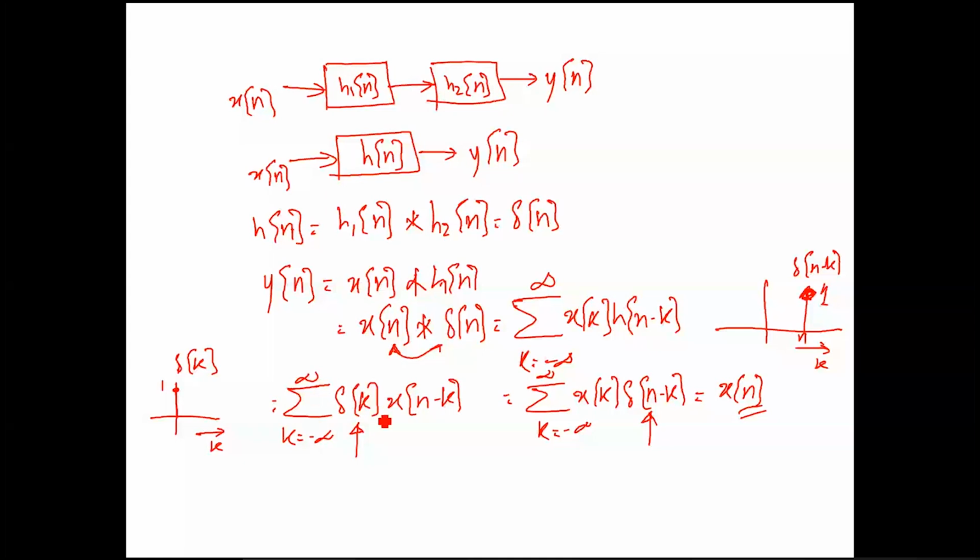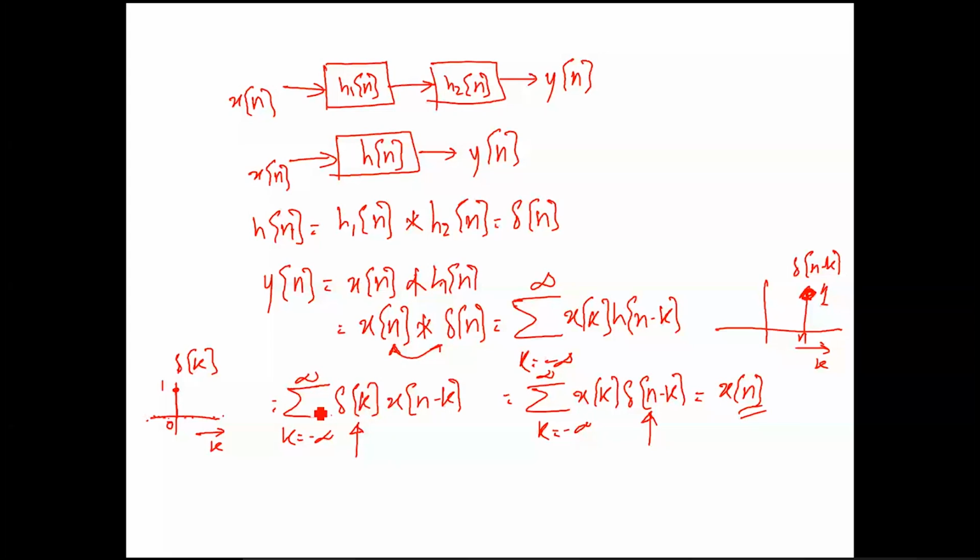But this particular delta k has value at only one k, which is at k equal to 0. In all other cases, this delta k will be 0. This impulse will have a value only at one point, and that value will be 1 at that point. And in this case, that point is k equal to 0. At k equal to 0, this value is 1.